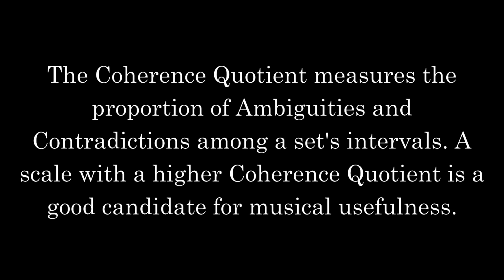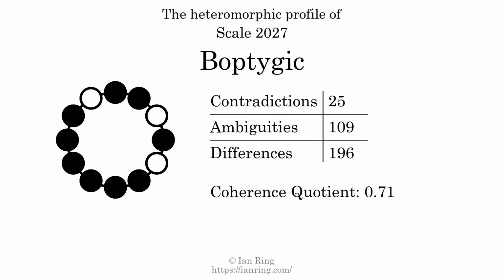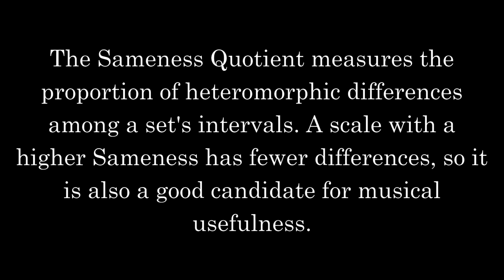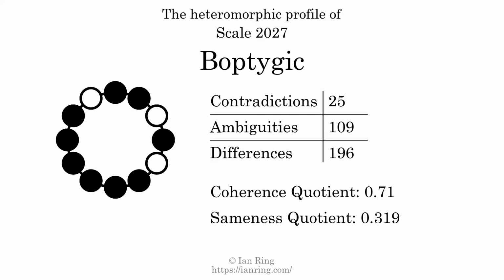The coherence quotient measures the proportion of ambiguities and contradictions among a set's intervals. A scale with a higher coherence quotient is a good candidate for musical usefulness. The coherence quotient is 0.71. The sameness quotient measures the proportion of heteromorphic differences among a set's intervals. A scale with a higher sameness has fewer differences, so it is also a good candidate for musical usefulness. The sameness quotient is 0.319.